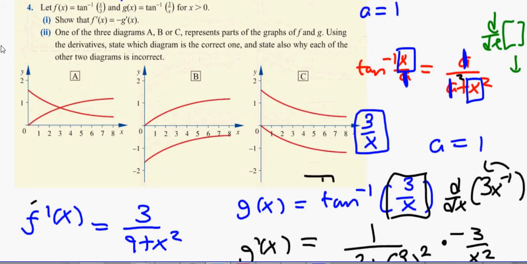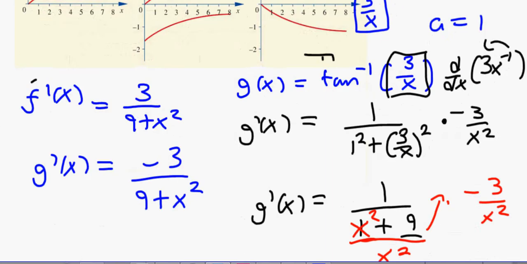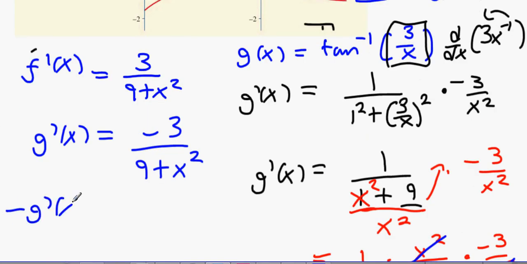Now, we've just proven that f of x is minus g of x, because minus g of x means multiply by minus 1, which is going to be 3 over 9 plus x squared. So we're just after proving that they're both the same.